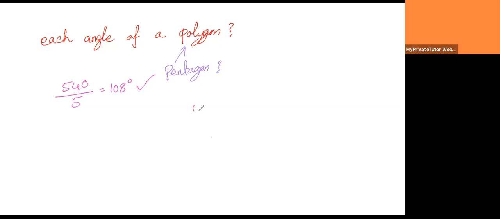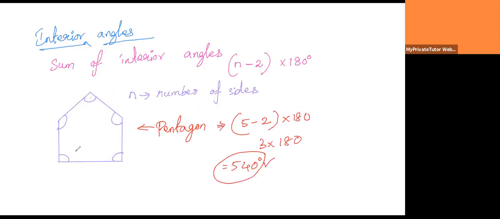So the formula is the same one we use for the total, but you need to divide by n. So (n minus 2) divided by n, times 180 degrees. This is to find each angle of a regular polygon. That polygon can have any number of sides. I hope you guys understand. So each angle in this regular pentagon is 108 degrees.